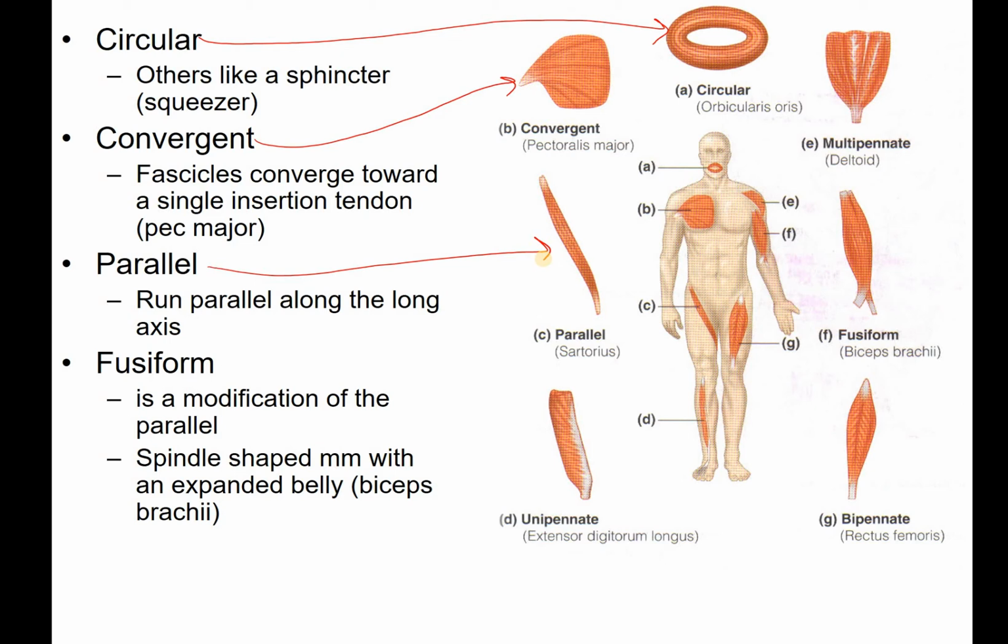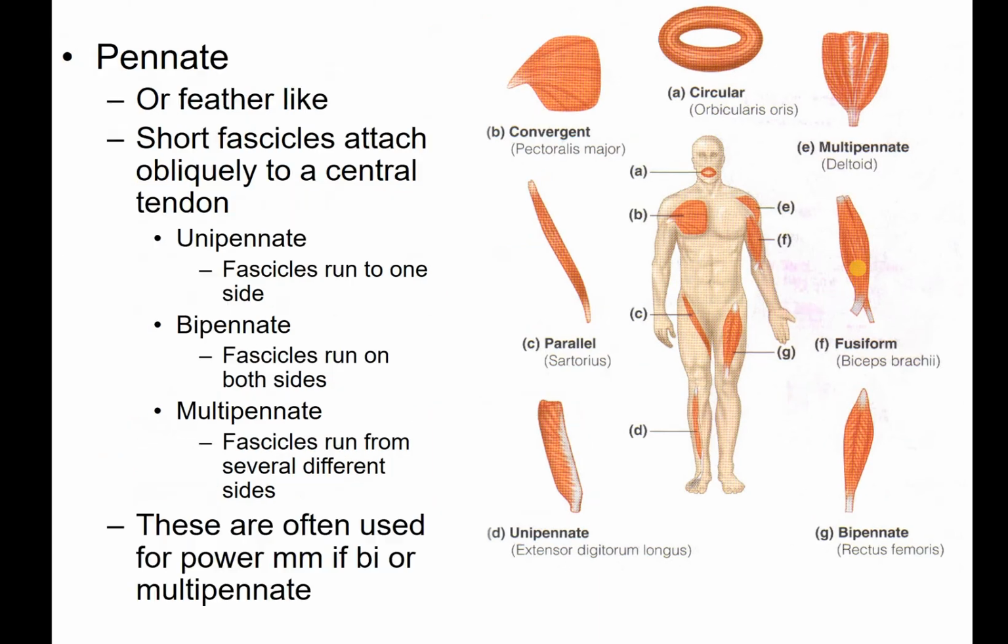A fusiform. That one is spindle shape, and it has an expanded belly, and it's kind of a modified or fancier type of a parallel muscle. But a biceps brachii is a good example of that. Pinnate means feather-like. So these short fascicles attach obliquely to the central tendon. So if you look at a feather, that bony hollow bone in the middle of the feather, here's the bone part, right?